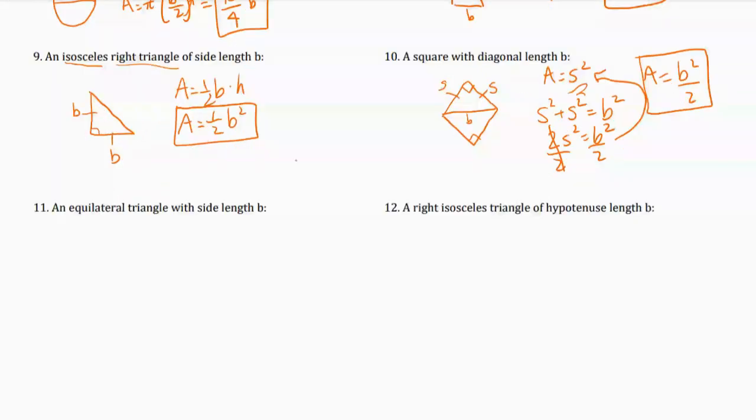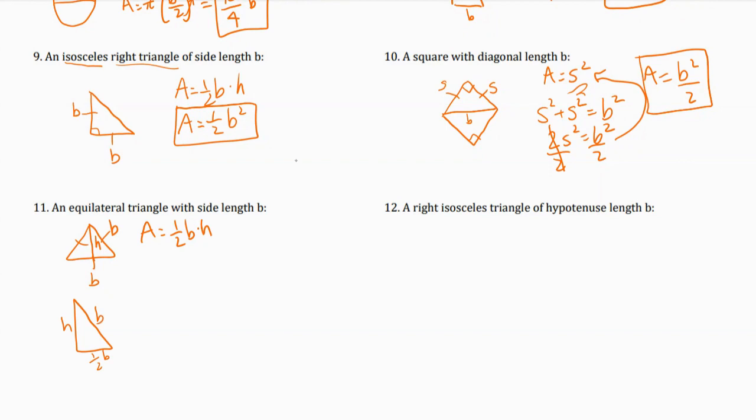An equilateral triangle with side length B. The area of a triangle is 1/2 base times height. Now, in this case, my height is not B. If you know your special right triangles, you can use them to solve this. Or you can do a cutout of half of this, where this is 1/2 B.